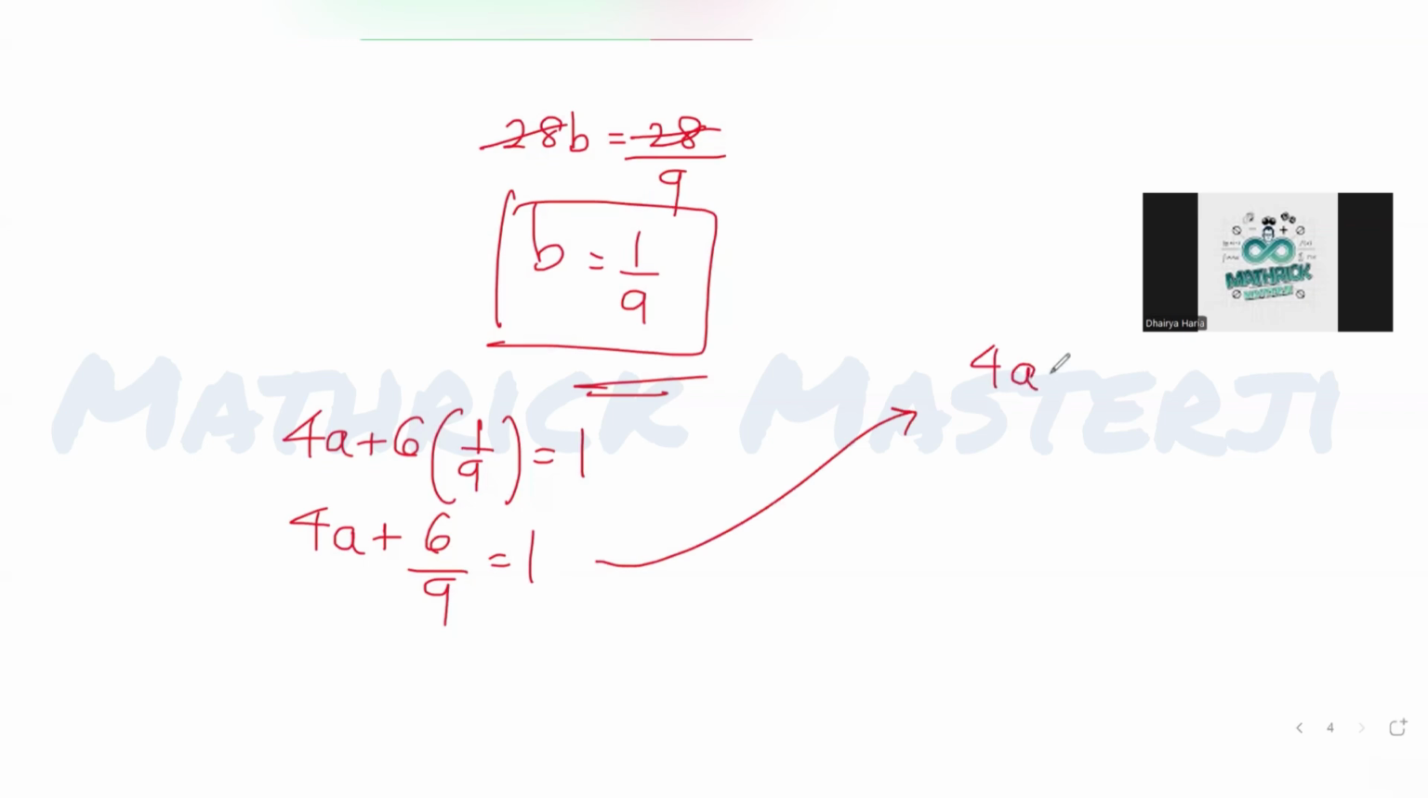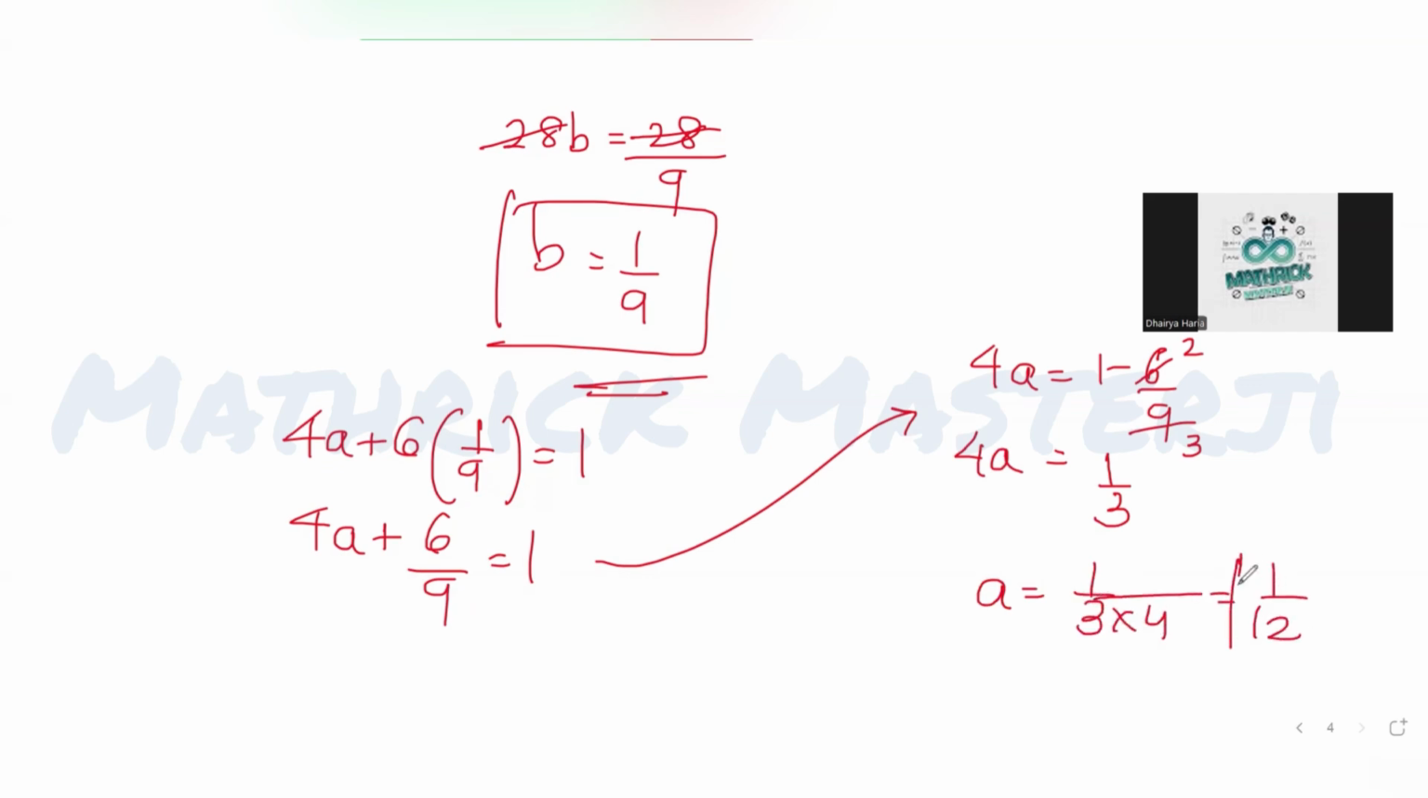That leaves me with 4A as 1 minus 6 over 9, and that is 2 over 3. So 1 minus 2 thirds, which is 1 third. So A in that case becomes 1 over 3 times 4, which is 1 over 12.